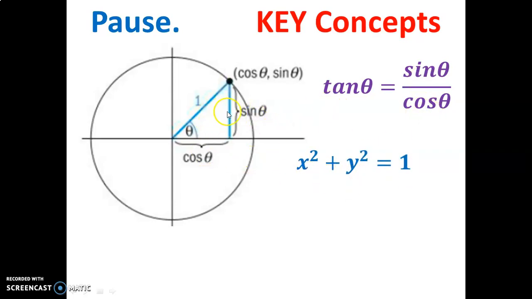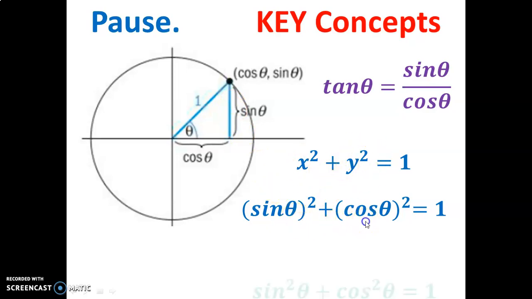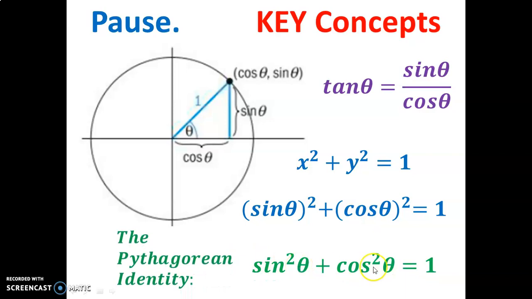We also looked at the Pythagorean theorem for that triangle. And remember, the unit circle has a radius of 1, so the Pythagorean theorem looks like this. But again, we just said that x is actually cosine and y is actually sine, so we can rewrite the Pythagorean theorem using sine and cosine. And that leads us to what is called the Pythagorean identity. These are some key ideas we've looked at so far.